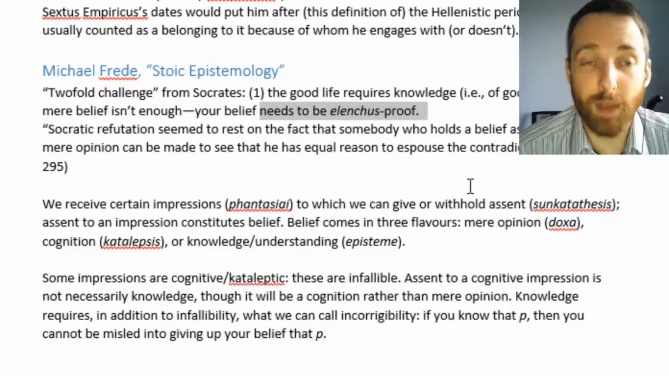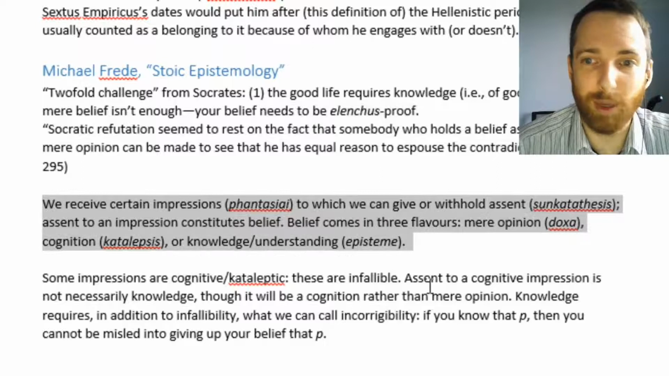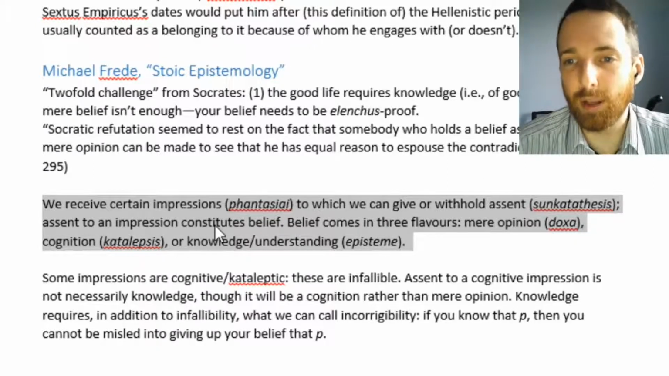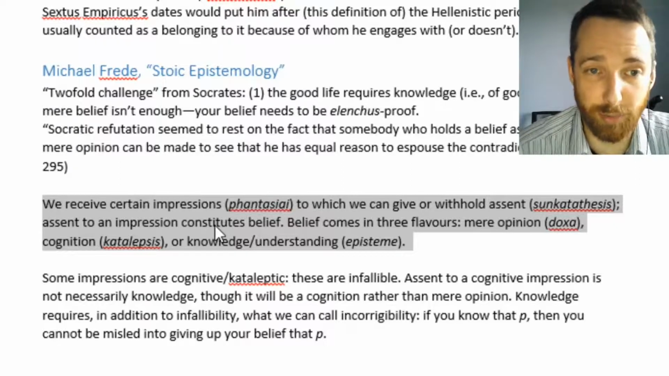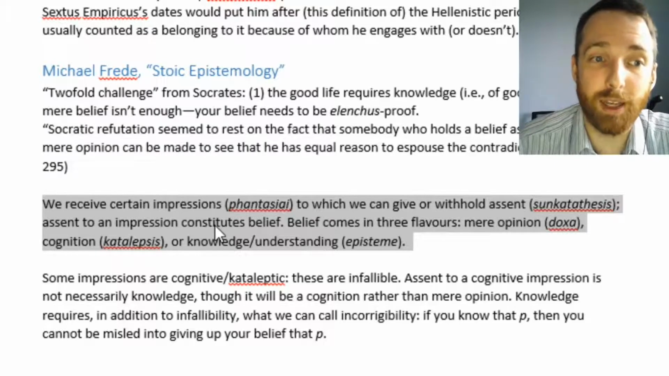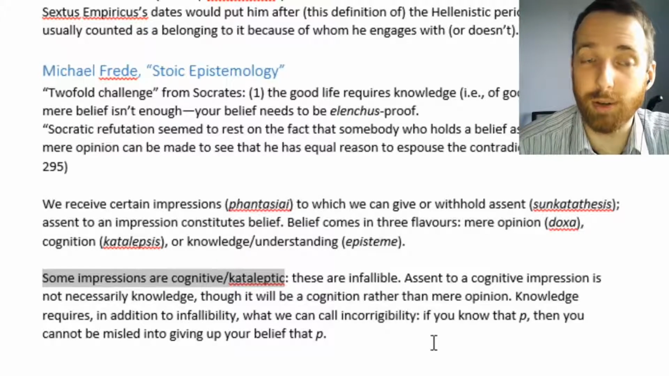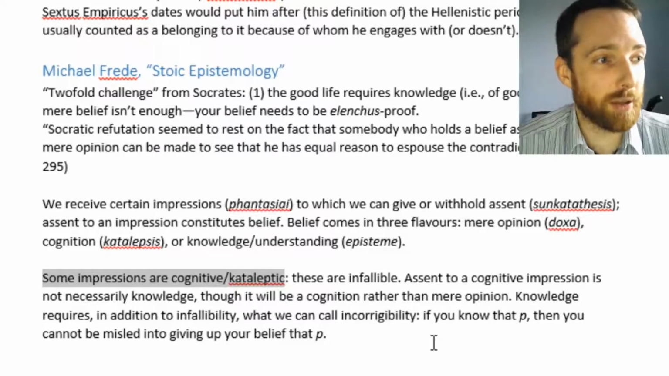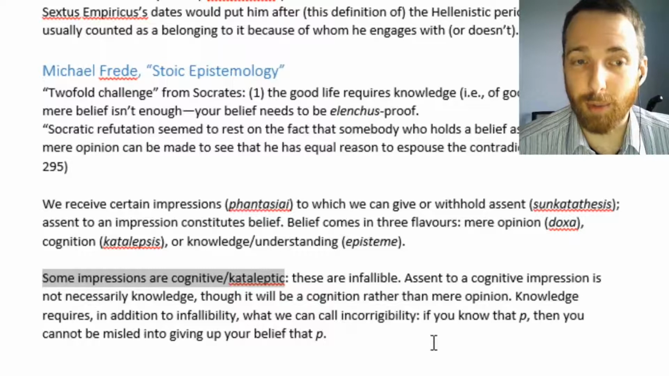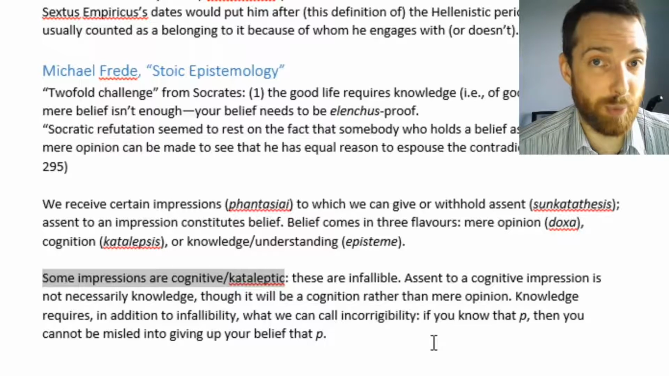So the standard move that the academic skeptics make along the way here is to say, okay, maybe we can buy everything in this paragraph. There are certain impressions we get. Believing constitutes assenting to an impression. But they'll say, here's where the Stoics go wrong. There are no cognitive impressions. There are no impressions that are infallible, that are incapable of misleading you. No matter what appearance you describe, I can describe a situation where you would have exactly the same appearance, but it would be misleading. It would be false.